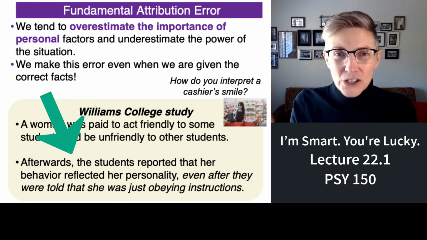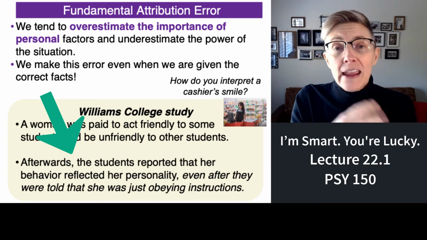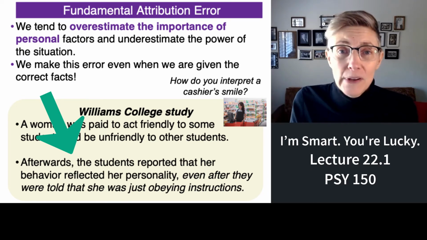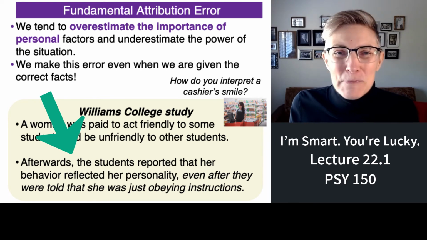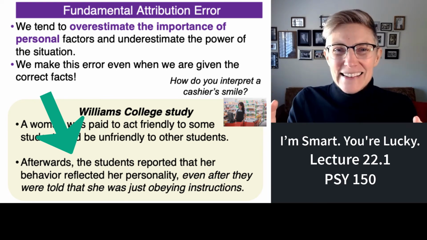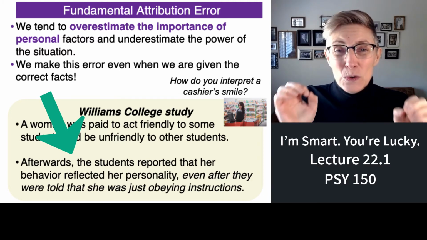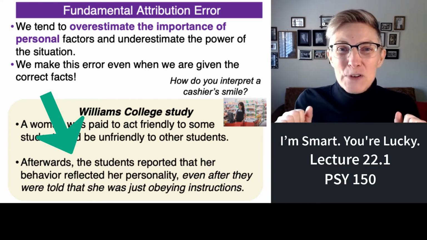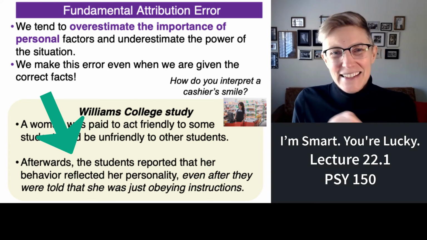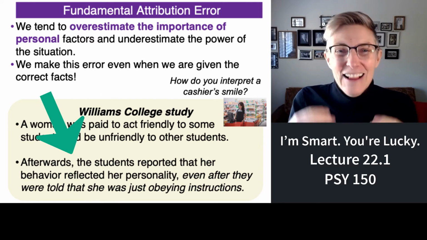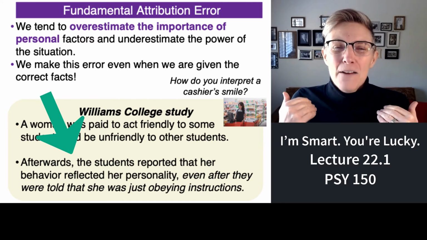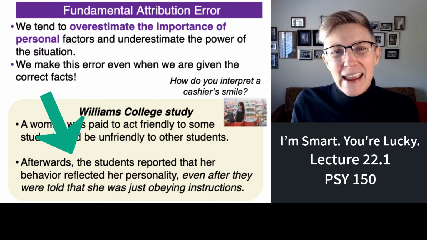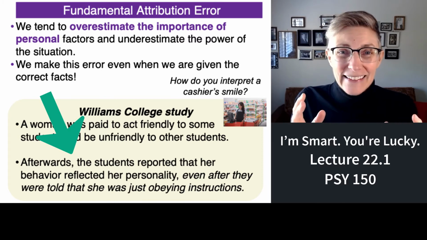The logical conclusion would be, oh, she behaved nicely to me, or she was mean to me because she was paid to, so now I actually don't know much about the person. But that's not what people did. They heard the explanation that she was paid to do what she did, that the entire thing was situational. And what was people's response? I still think she's mean. I still think she's nice. We can't stop ourselves from committing the fundamental attribution error, attributing other people's behaviors to their personality and not to the situation.